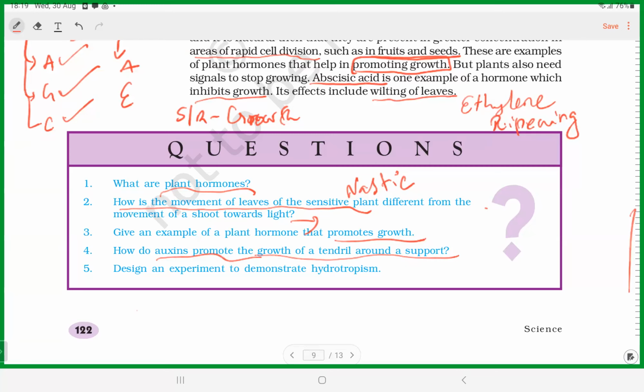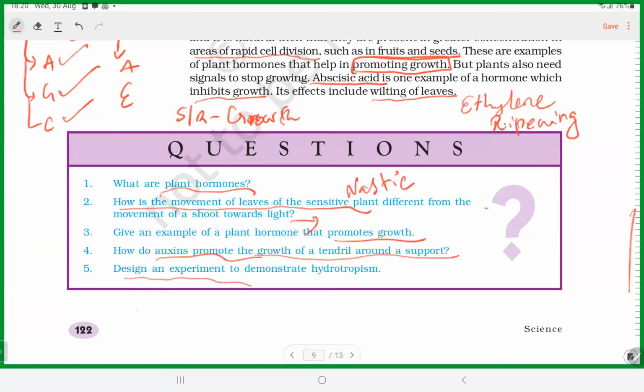They are synthesized in the actively growing part, which makes the plant move. Support what? Phototropism. Auxin supports phototropism. And that's why, with the help of tendrils, the climbers can move, and the stem can grow towards light. Fine.